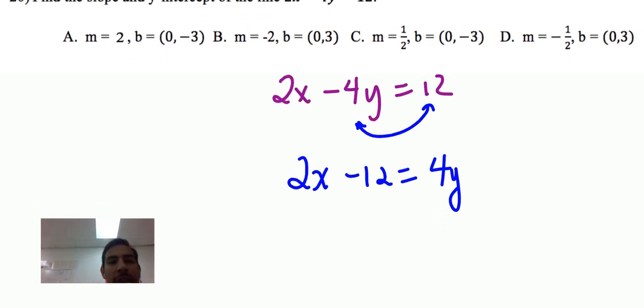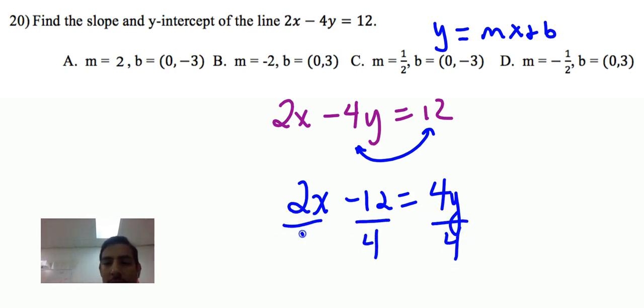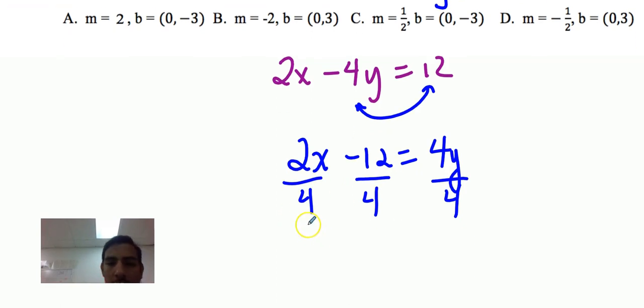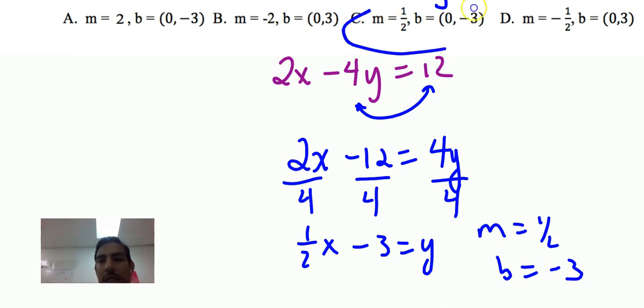I want to solve for y totally because to get slope-intercept form, I need y equals mx plus b. So let's divide by 4 on everything. And I end up getting 1/2 x minus 3 is equal to y, which means my slope is 1/2. My y-intercept is -3. And that looks like choice C. Okay, next problem.